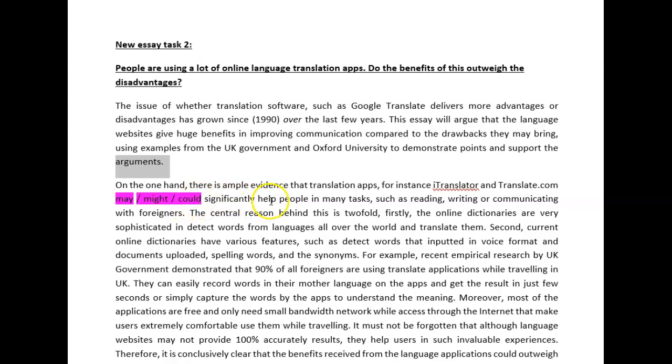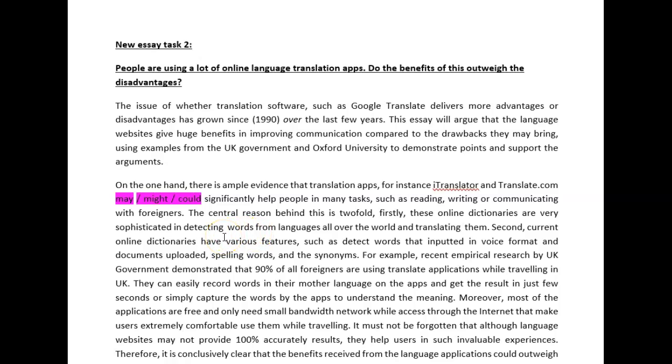So you have the modal verb and infinitive. In memory tasks such as good examples, reading, writing, or communicating with foreigners. Excellent. The central reason behind this is twofold. Firstly, these, because you're referring to them, online dictionaries are very sophisticated in detecting, here you want an ing, words from languages all over the world and translating them. Okay, so this is just the grammar, very sophisticated in detecting and translating.